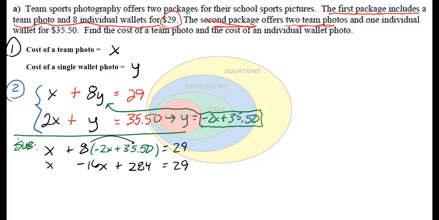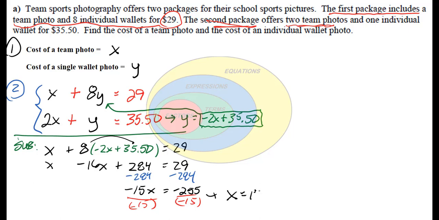So I'm going to subtract the 284 from both sides and simplify the left side. X and negative 16x is negative 15x. And if I take away 284 from 29, I get negative 255. So dividing by negative 15, it looks like I'm getting x equals, and I'll just move it over here so it doesn't run off the screen, x equals 17.